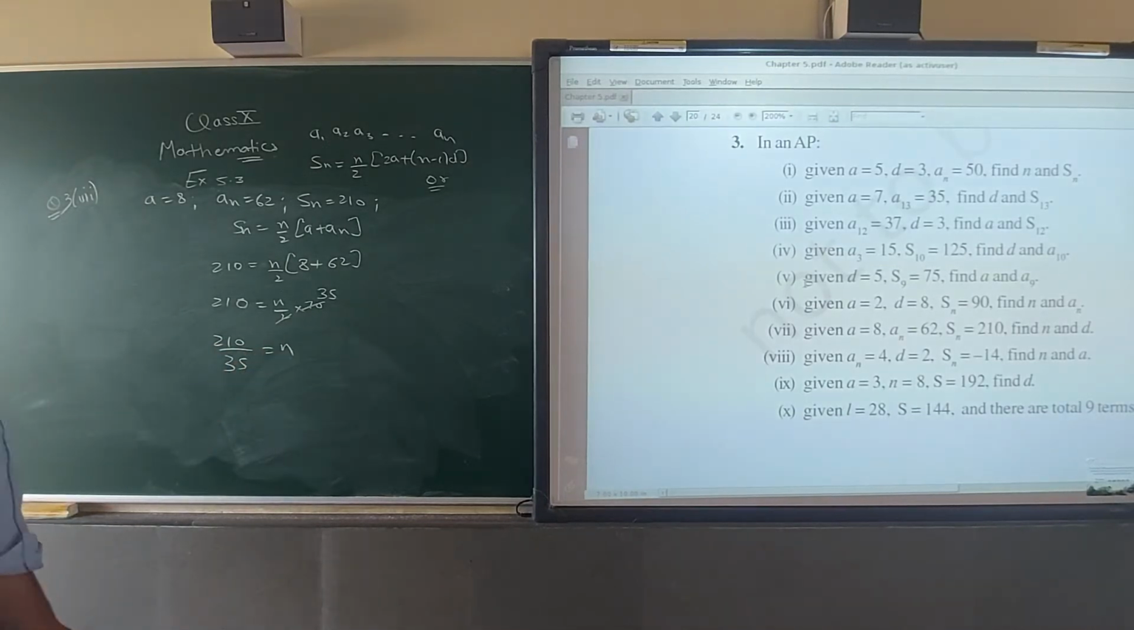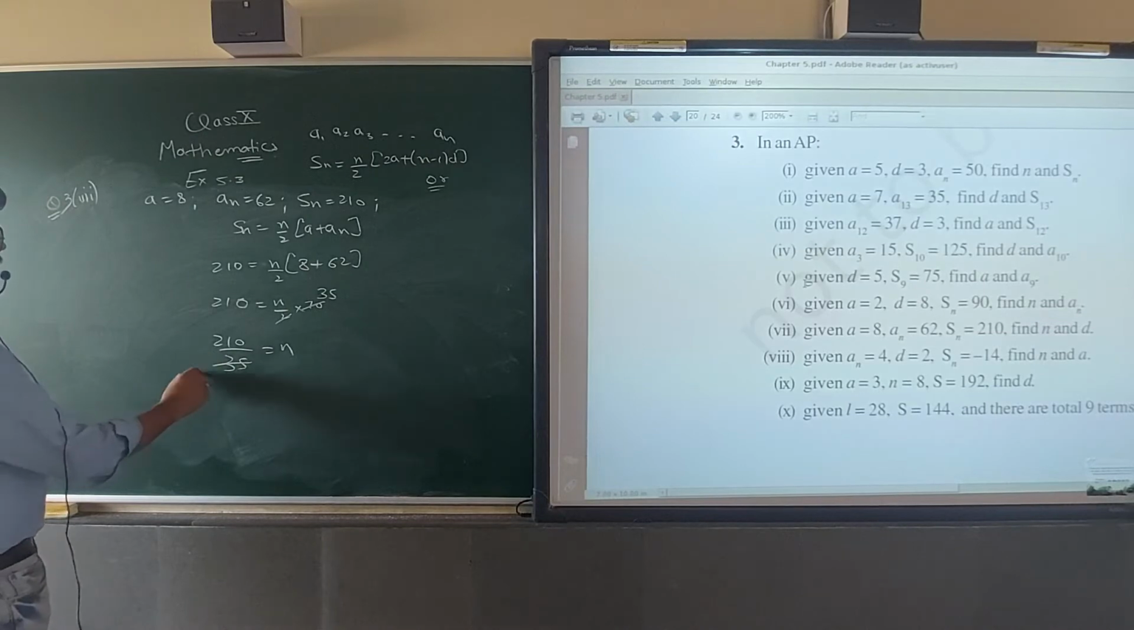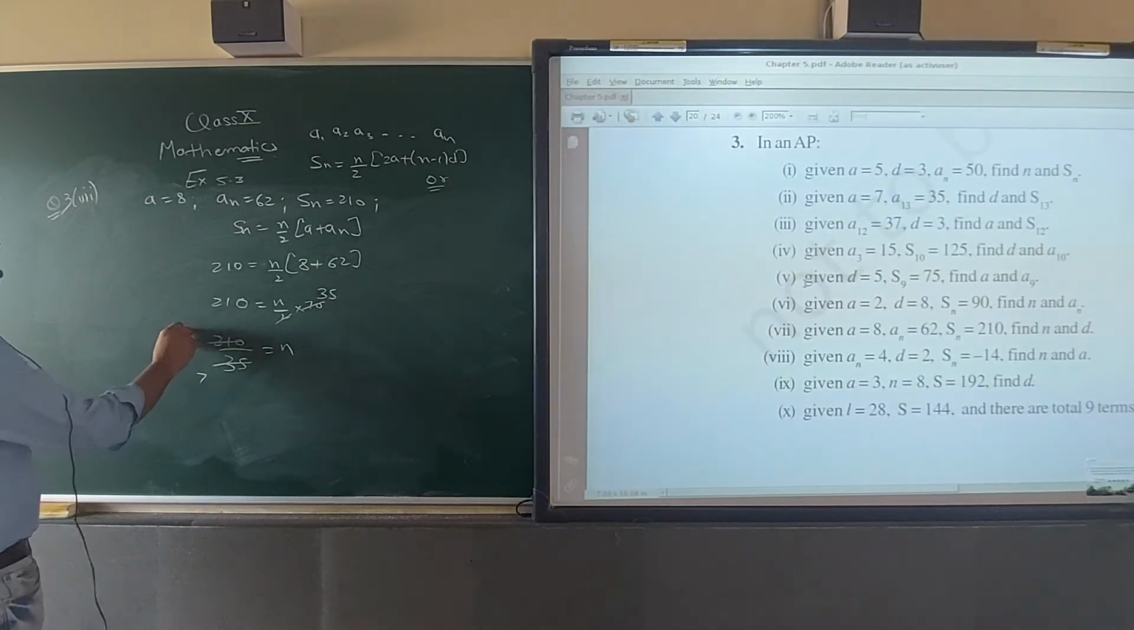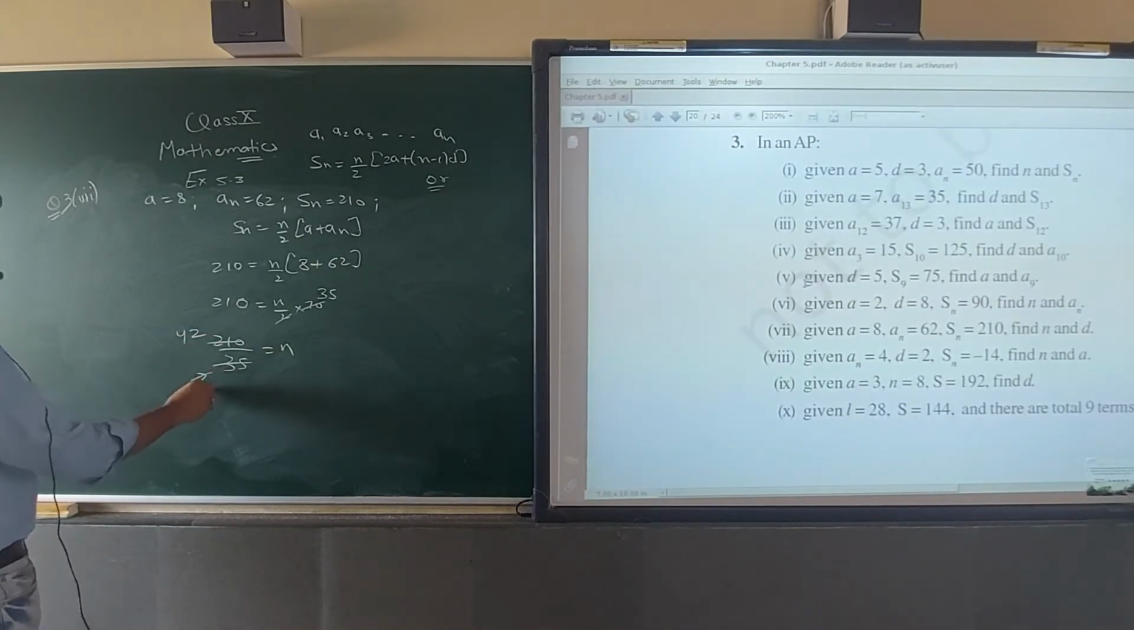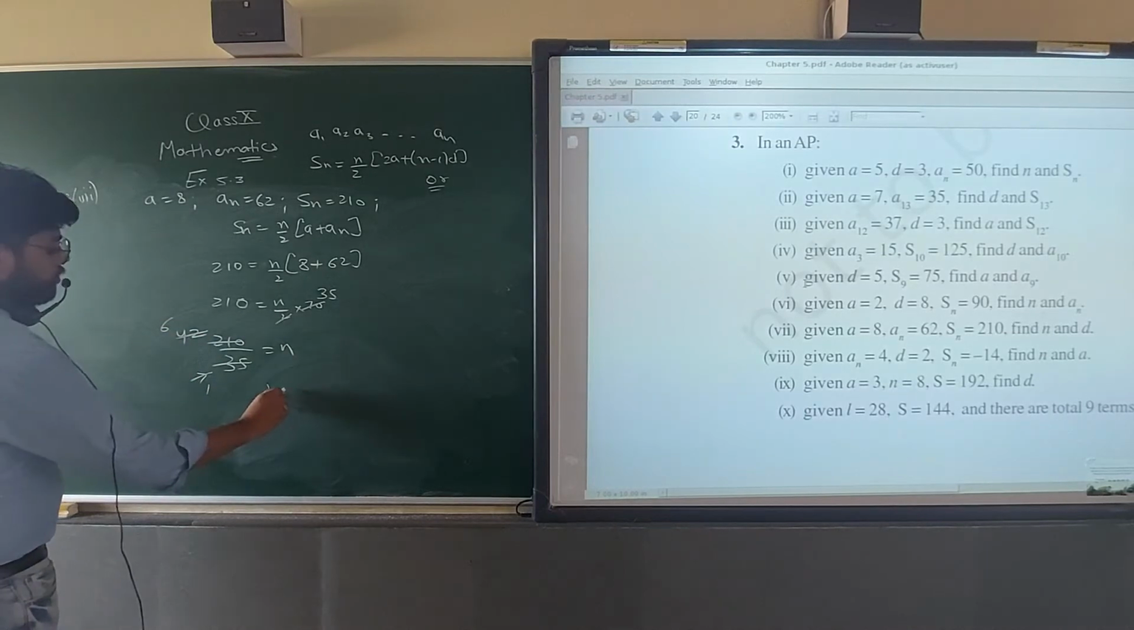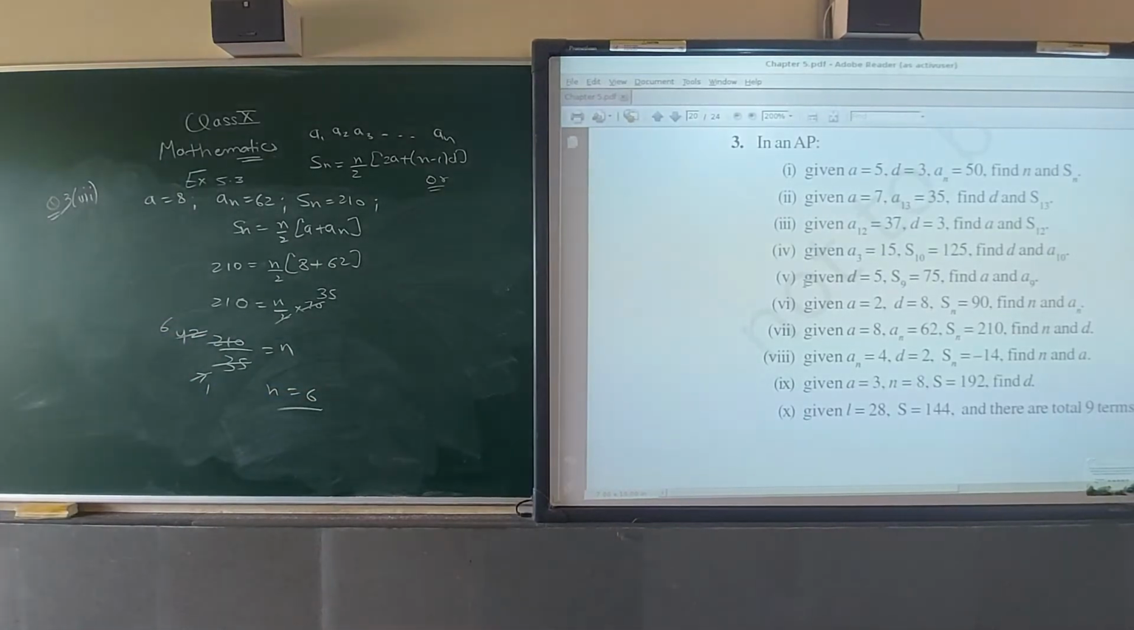We can divide by the table of 5, 5 7s are 35, 5 4s are 20, 5 2s are 10, 7 1s are 7, 7 6s are 42. So the value of n is 6. Now n value is 6. Now you can find the d by putting the formula of an. an equals a plus (n minus 1) d. All the things are available in the question. Now 8th part.